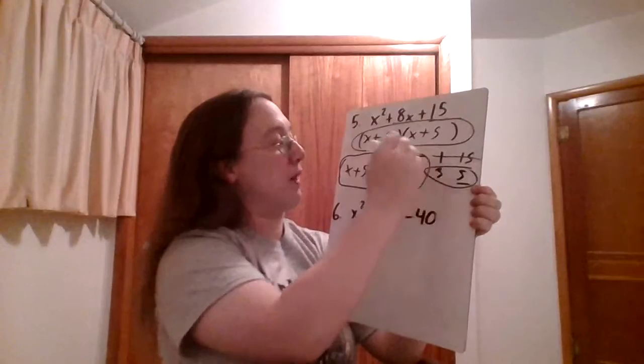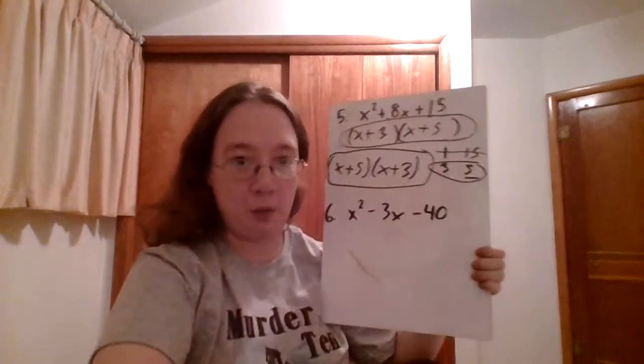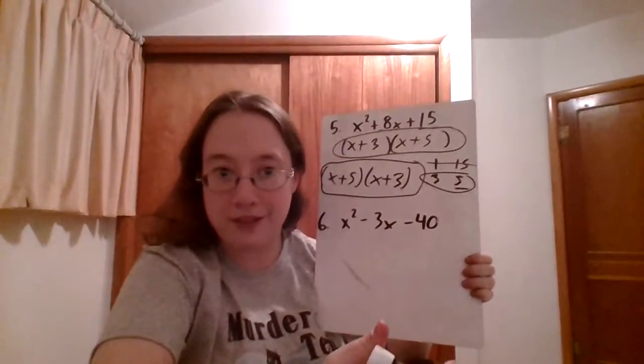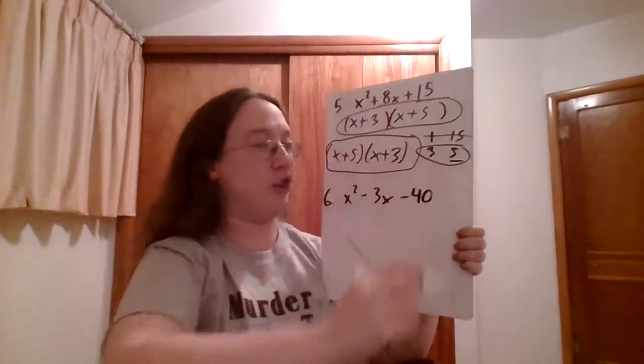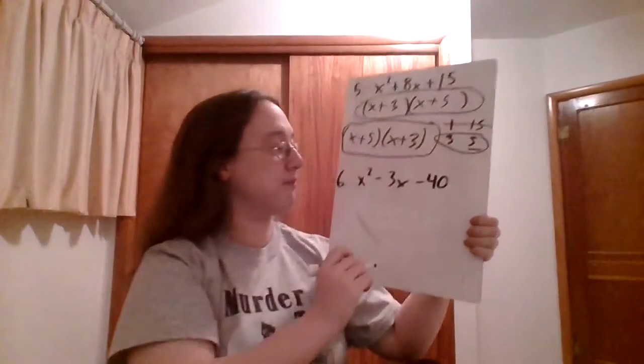So as long as those are both positive, you don't have to worry about which one goes away or which one goes with the plus or the minus, because they're both plus. And if we're multiplying things, order doesn't matter. So either this or this.